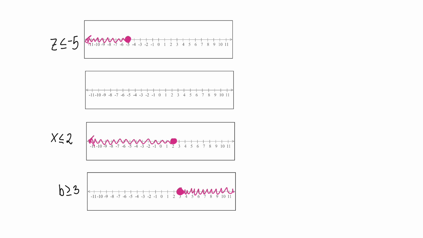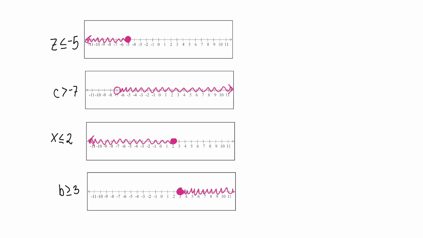If, on the other hand, I said, let's use c, if c is greater than -7, I come to -7. I'm drawing an open circle because there's no underline here. And then numbers that are greater than -7 are all the numbers to the right of it. So it would shade in this direction.